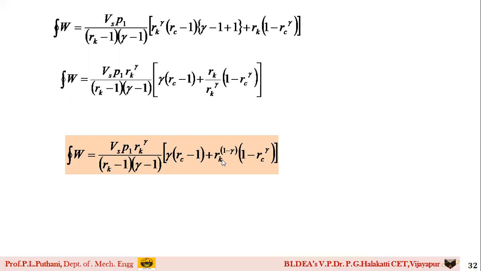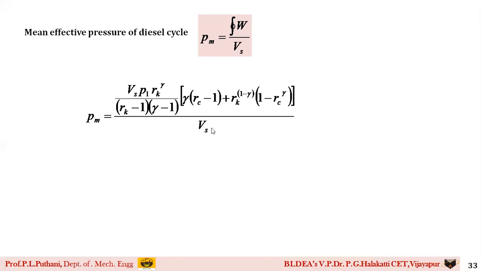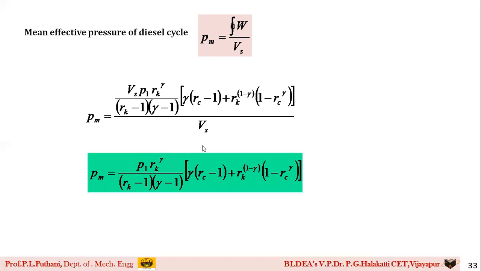Now to write the mean effective pressure, what you should know is that mean effective pressure is nothing but the ratio of work done to the swept volume. So I am writing it now, you can see here like this. If you observe very carefully now, this Vs gets cancelled, and finally my equation becomes like this: P1 into Rk raised to gamma by gamma into Rc minus 1 plus Rk raised to 1 minus gamma into 1 minus Rc raised to gamma, divided by Rk minus 1 into gamma minus 1. This is the mean effective pressure of the diesel cycle.